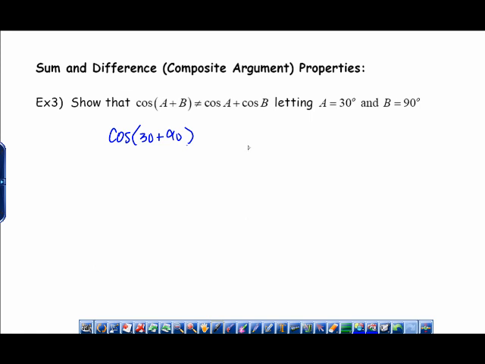Now, let's say we did get the same number. That still wouldn't be a proof for it, because all you ever have to do is come up with one counterexample to disprove something.